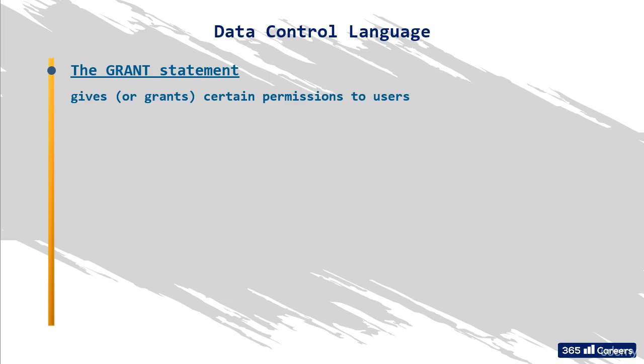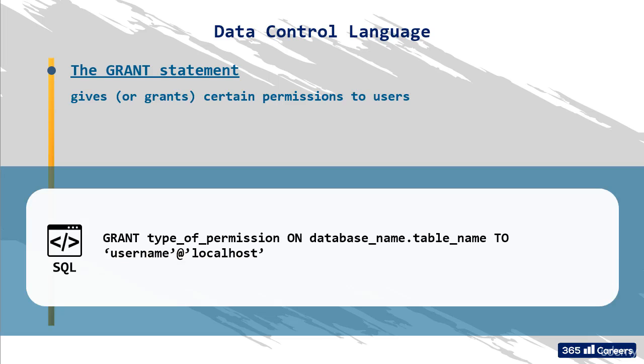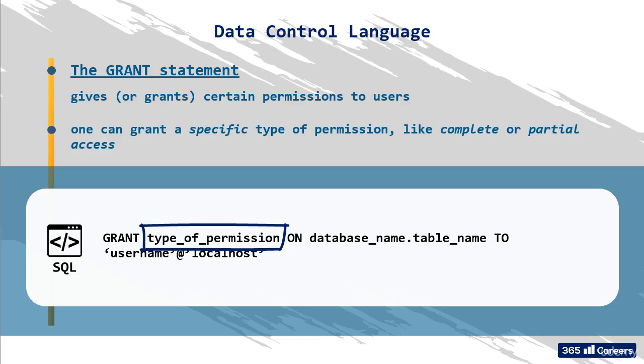Grant gives, or grants, certain permissions to users. The syntax to comply with is the following. Now, let's do an element-wise breakdown of the structure. With this syntax, one can grant a specific type of permission, like complete or partial access to the resources from a designated table from a certain database.